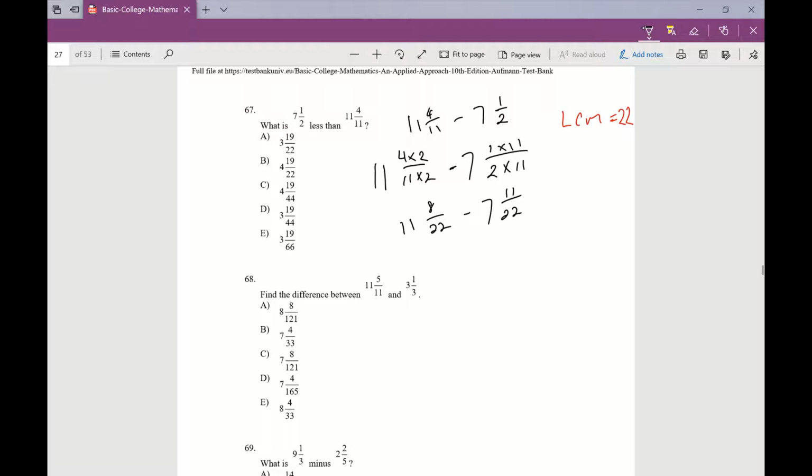So 11 and 8 over 22, the improper fraction form will be 250 over 22 minus the second mixed number, 7 and 11 over 22, which is equal to 165 over 22.